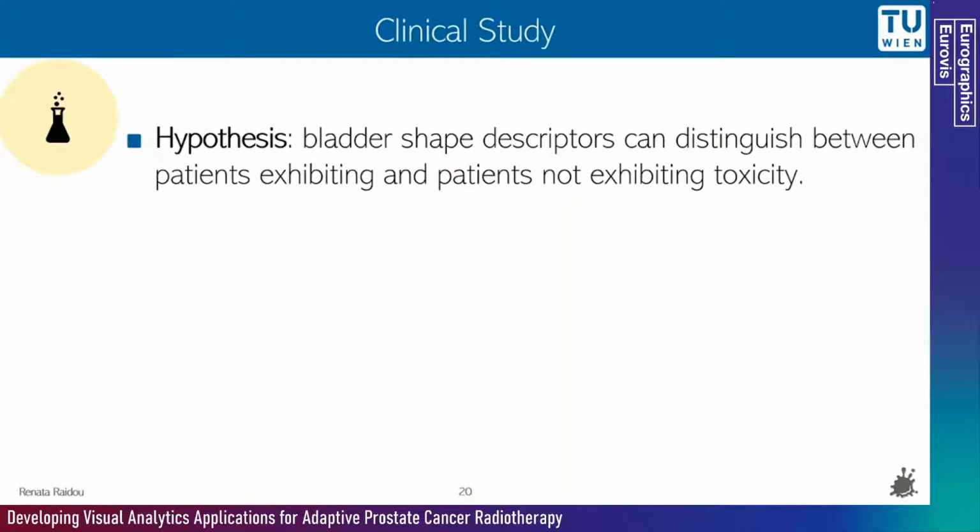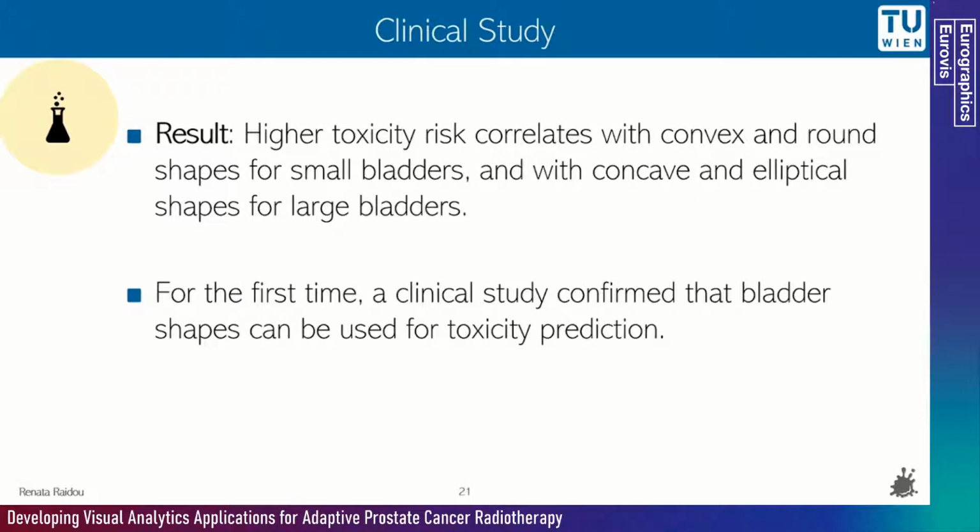Using the Bladder Runner, Casares evaluated whether parameterized bladder-shape descriptors can distinguish between patients exhibiting and patients not exhibiting toxicity. Here they performed a matched case control study on 258 patients using the Bladder Runner, and the result of this study showed that higher toxicity risk correlates with specific bladder shapes. For the first time, a clinical study was able to confirm with the use of our tool that bladder shapes can be used for toxicity prediction.